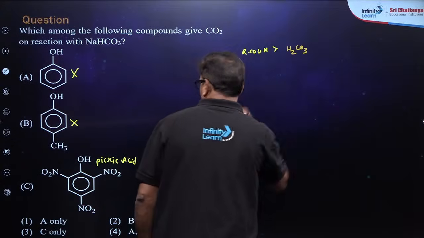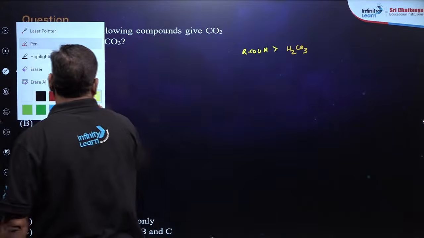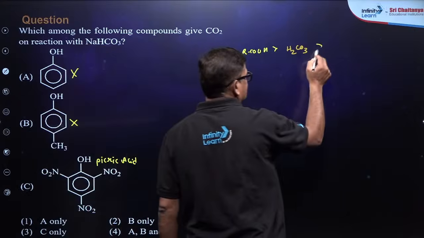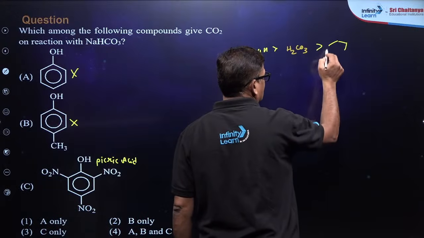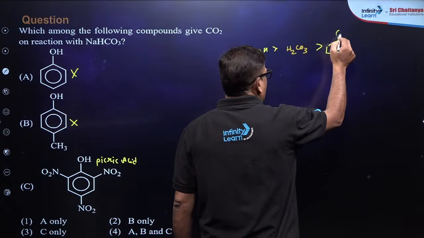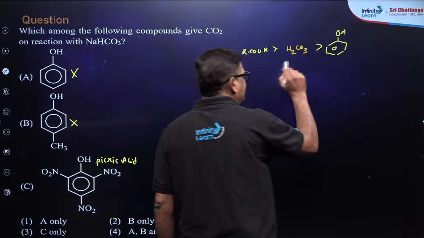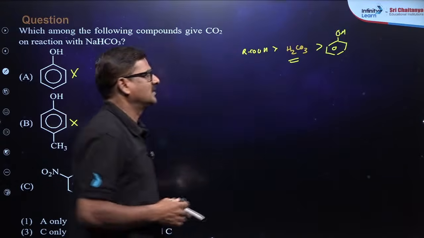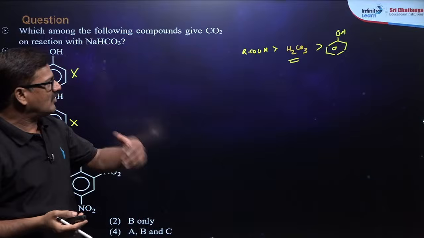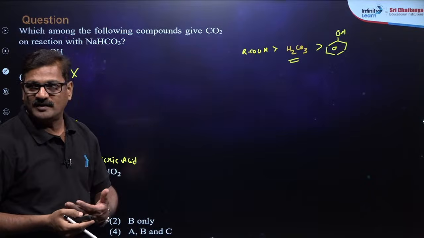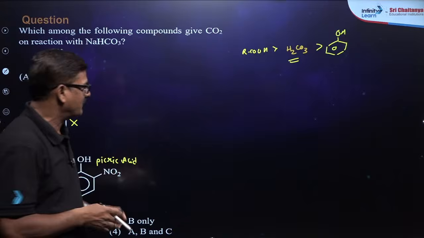H2CO3 is more acidic than phenol. As carbonic acid is a stronger acid than phenol, phenol cannot react with sodium bicarbonate. What is the logic? I don't understand.